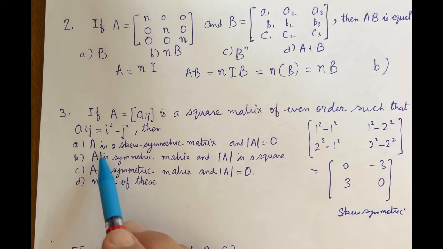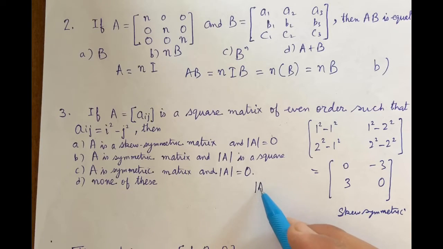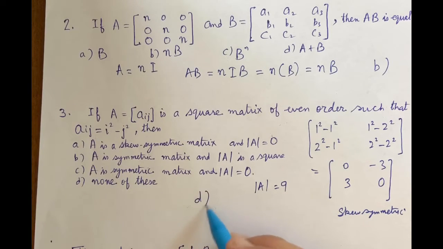And what are the options? A is skew symmetric, symmetric, symmetric, skew symmetric matrix. And what about determinant of A? Determinant of A here is 0 minus minus 9. So that means the last option, none of these, is the correct option.